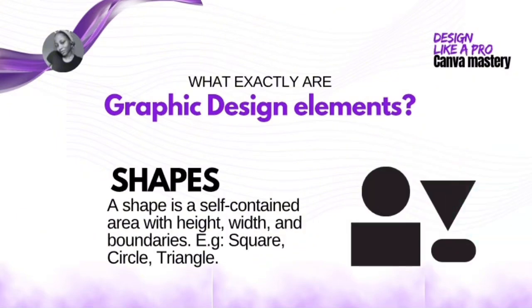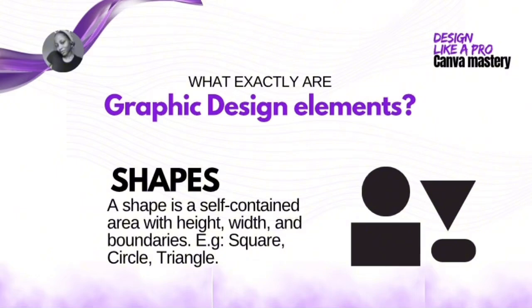Okay, so we also have shapes. A shape is a self-contained area with height, width, and boundaries. Examples: squares and circles. I love using shapes a lot because they are used to create balance and harmony, like they give your design this harmony. They are also used to create visual interest too. We have different types of shapes.